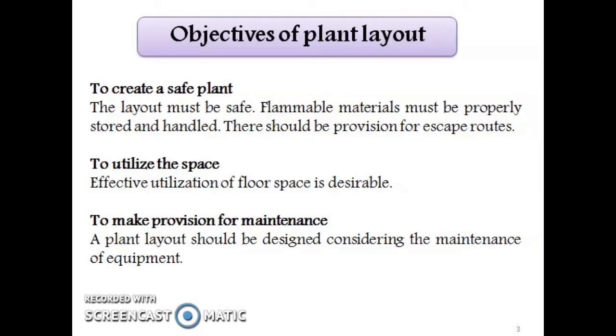A good plant layout is designed considering some objectives. Safety. The layout must be safe. Flammable materials must be properly stored and handled. There should be provision for escape routes. Space. There should be utilization of space. Effective utilization of floor space is desired.